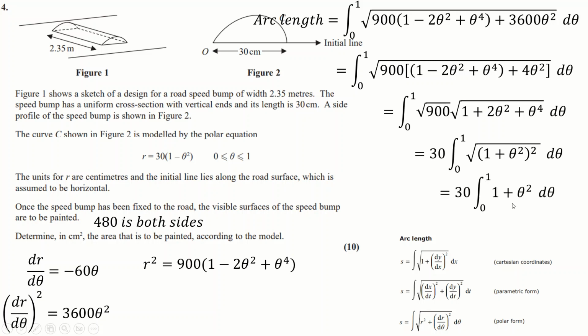And yeah, this is super easy to integrate. You put the 1 in, the 0 doesn't matter. That makes 4/3. Divide by 30 is, times by 30 is 4 times 10, which is 40. And that's the length of this arc here.